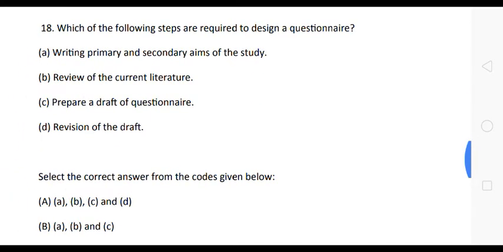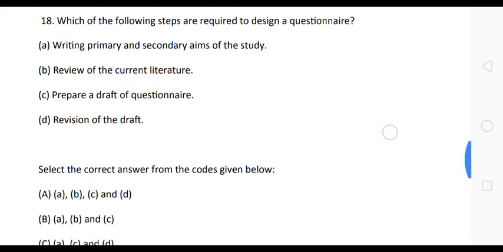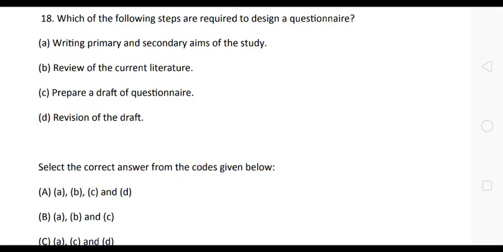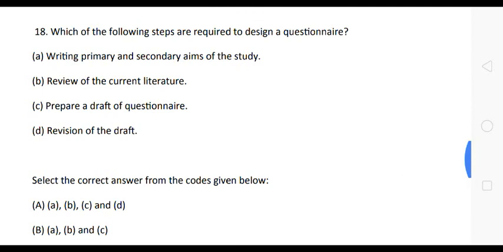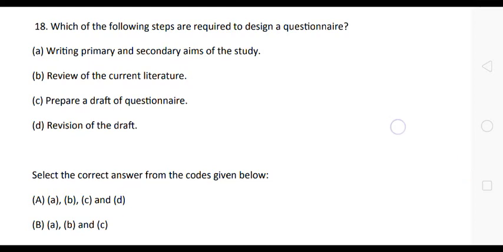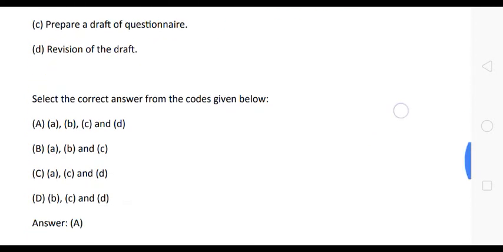Now let us see next question. Next question is, which of the following steps are required to design a questionnaire? Very important question. Here the statements are, statement A, writing primary and secondary aims of the study. Statement B, review of the current literature. Statement C, prepare a draft of questionnaire. Statement D, revision of the draft. Here the correct answer is option A: A, B, C, D. All these are the correct steps which are required to design a questionnaire. Okay, friends, option A is the correct answer.